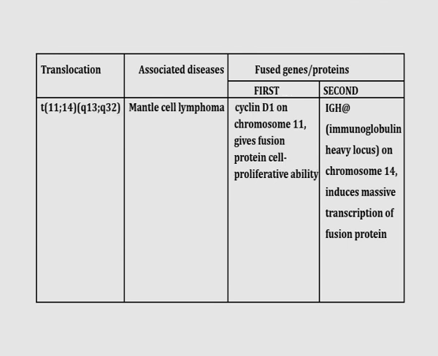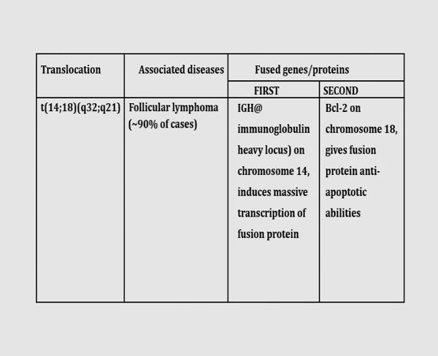In the next case, t(11;14) with q13 and q32. The associated disease is mantle cell lymphoma and the fusion genes and proteins are cyclin D1 on chromosome 11, which gives the fusion protein cell proliferative ability. In the second, IgH, the immunoglobulin heavy locus on chromosome 14, induces massive transcription of the fusion protein.